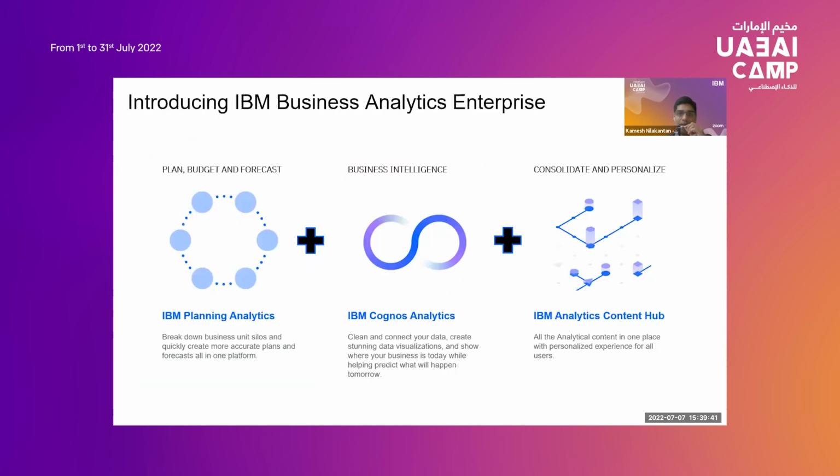And what IBM is offering in this space to address this is something called IBM Business Analytics Enterprise, where we offer an integrated solution which has three components. The first one is IBM Planning Analytics, which you already saw. Then IBM Cognos Analytics, the business intelligence solution, which you just saw. And the third part is the IBM Analytics Content Hub. So this is the new thing that we are introducing and packaging within our business analytics portfolio.